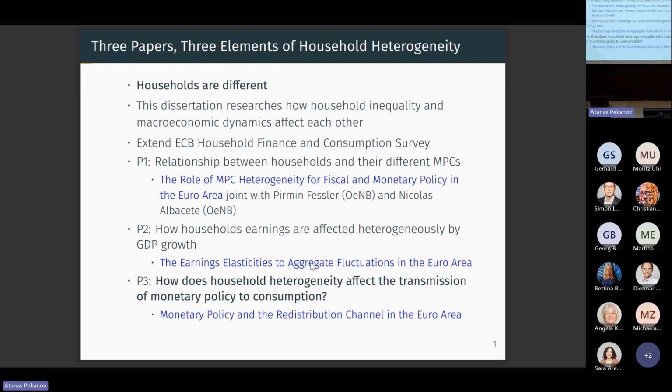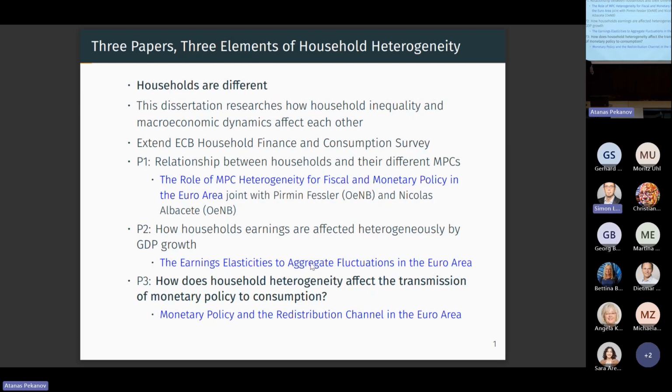So the first paper is together with Pirmin Fesla and Niki Albacete from the ONB, and basically describes and empirically observes MPC heterogeneity, how households have different marginal capacities to consume, and what are the consequences in a very baseline scenario for fiscal policy mostly.